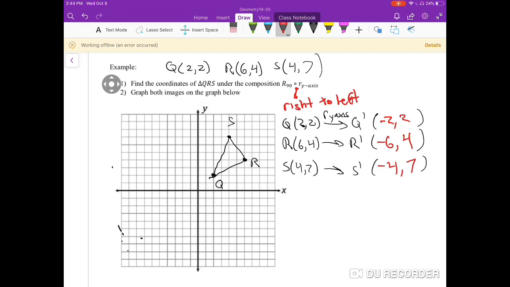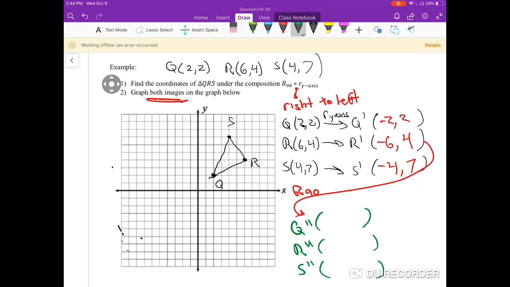Now, if I wanted, I could graph that. It does say graph both images, which just means triangle QRS and the last one. On the next one, I'm going to do the second transformation, a rotation of 90, and I'm going to get Q double prime, R double prime, S double prime. Remember, for a rotation of 90, I switch the coordinates and change the sign of the y value. So (-2, 2) becomes (-2, -2). (-6, 4) becomes (-4, -6). And (-4, -7) becomes (-7, -4).